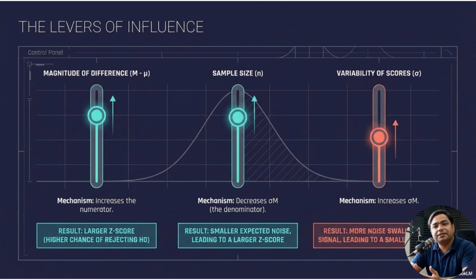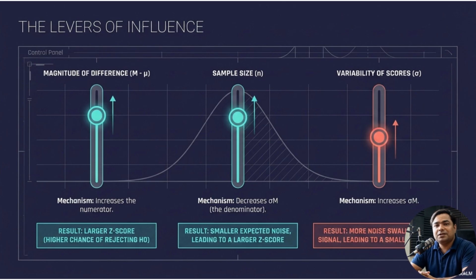Second, the sample size, n. When sample size increases, the standard error decreases because standard error is calculated by dividing the standard deviation by the square root of n. So a larger sample size gives a smaller standard error, and this can produce a larger z score. This is why larger samples often give more precise estimates. Third, the variability of scores, sigma. If the data are highly variable, the standard error becomes larger. That makes the denominator larger, and the z score becomes smaller.